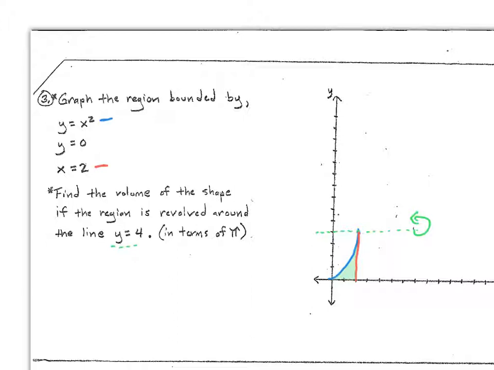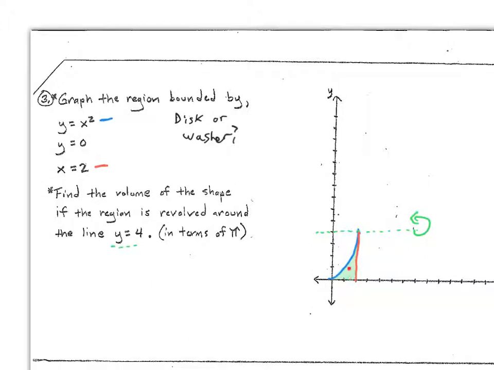Now, first of all, let's have the conversation about which method to use. We need to know if it's going to be disc or washer. And the way that you can tell the difference is if there's a gap in between your solid and the line of revolution, then you're going to use the washer method.